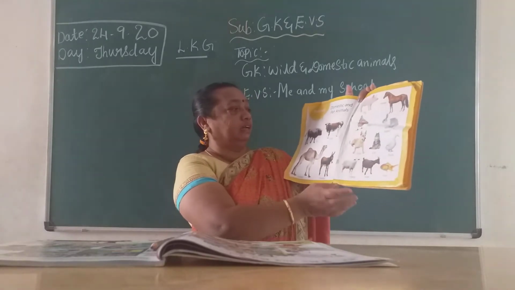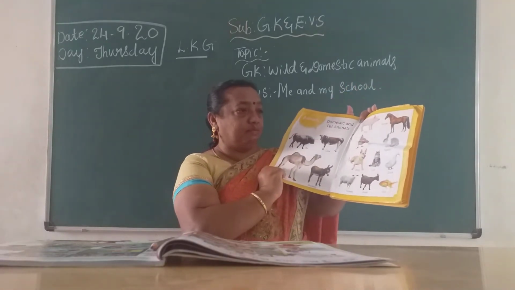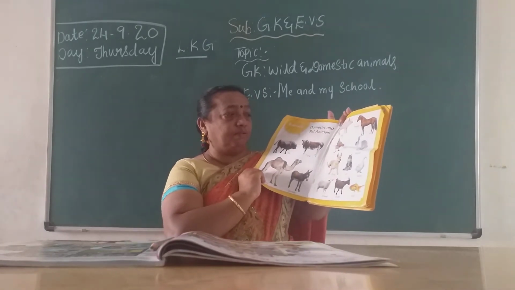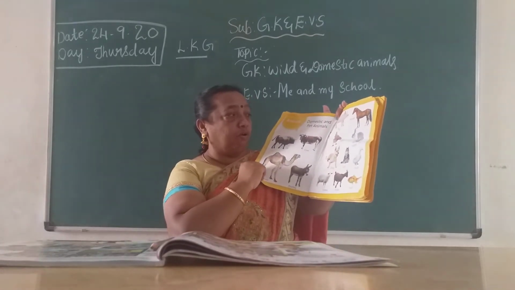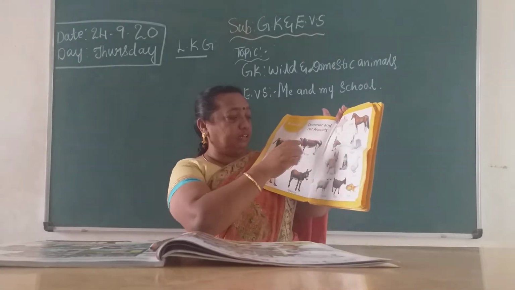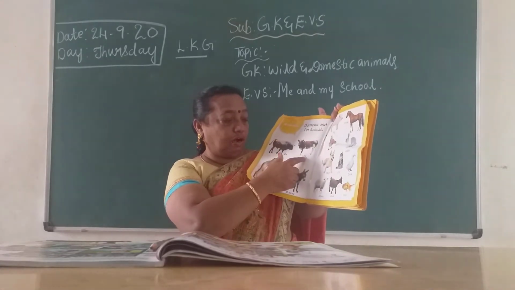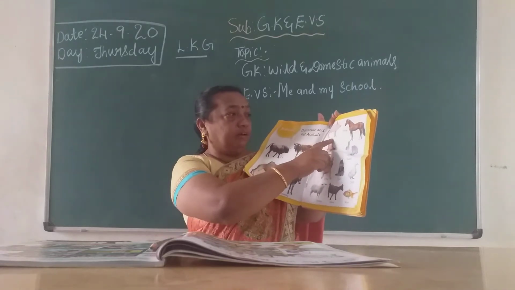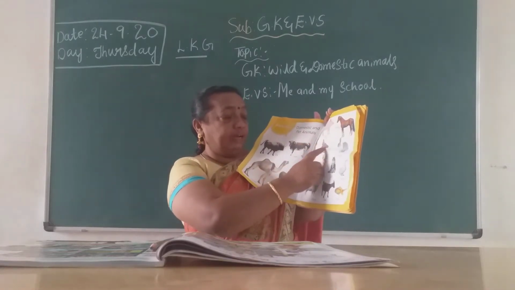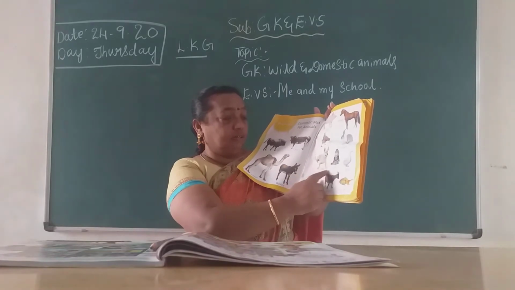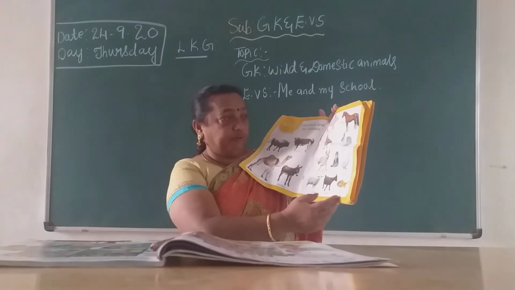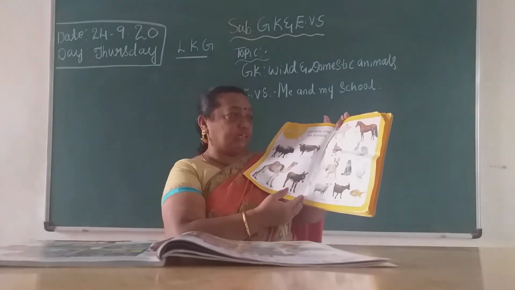Domestic and pet animals. See, children, where can we see domestic animals? We can see them around us. Some of them are kept in the house as pet animals. You can see now what it is. Ox, cow, camel, donkey, pig, horse, hen, rabbit, dog, cat, duck, sheep, goat, fish. What is it, children? Domestic animals.